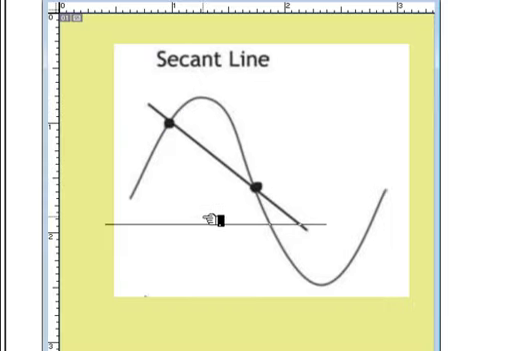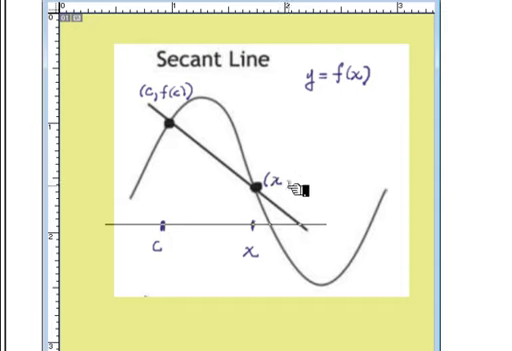All right, here we have the secant line again. This line is the x-axis. So on the x-axis, the x-coordinate of the first point we're going to call C, and the x-coordinate of the second point we're going to call x. Using function notation, assuming that this is the function y equal f of x, this first point we'll label C for the x-coordinate and f of c for the y-coordinate. And this second point we're going to label x for the x-coordinate and f of x for the y-coordinate.